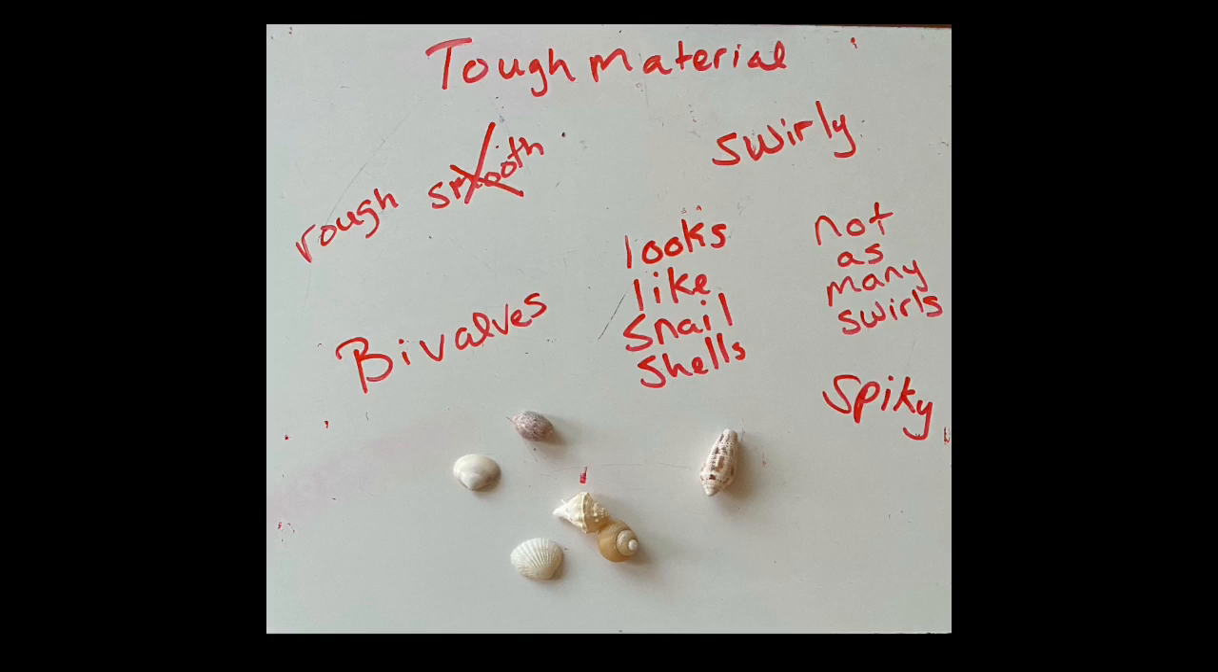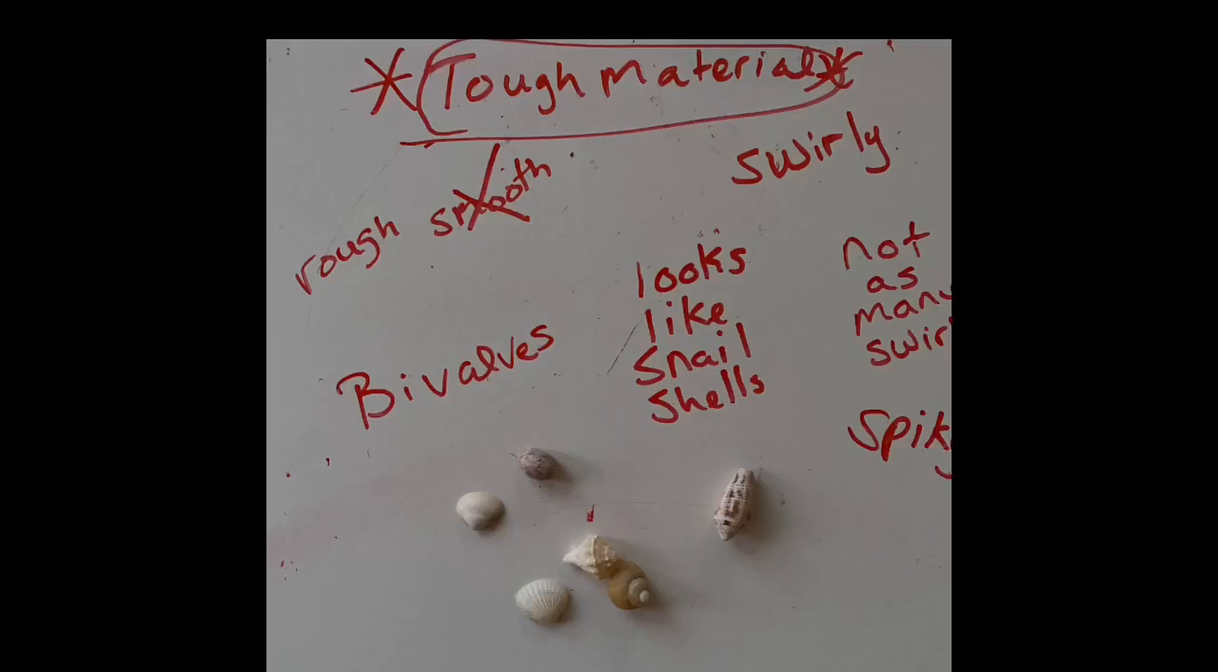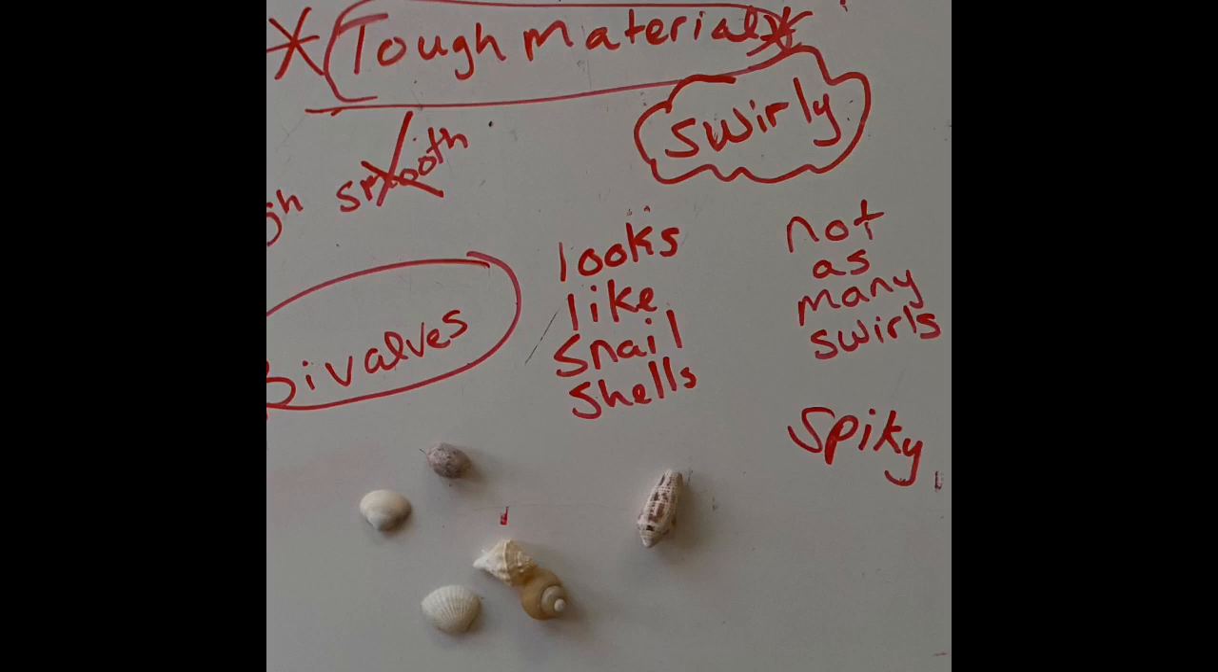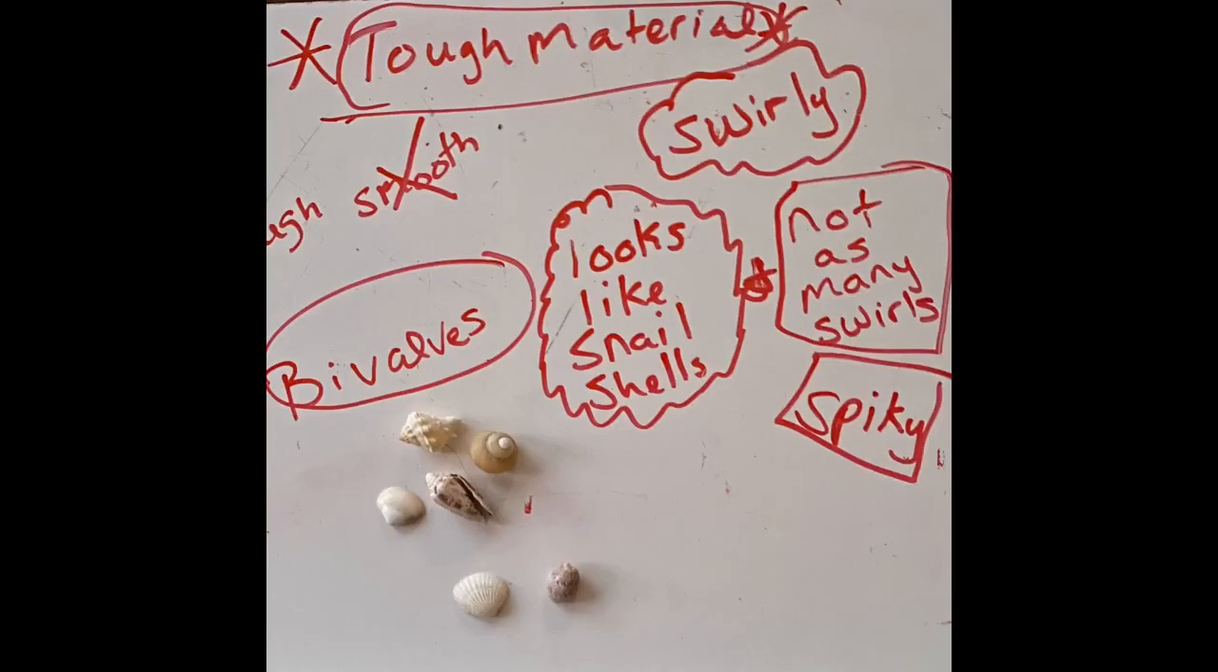I eliminated smooth because that's basically the opposite of rough. I did keep spiky though because that's really a defining characteristic of that one extreme type of shell. Definitely circling tough material because that's the characteristic that they all share. Bivalves because that's definitely a defining characteristic for 2 of the shells. Swirly because that's a characteristic shared by the other 4. And finally, I'm going to keep not as swirly because that really defines the one shell.